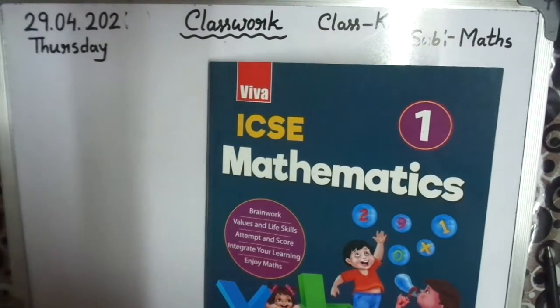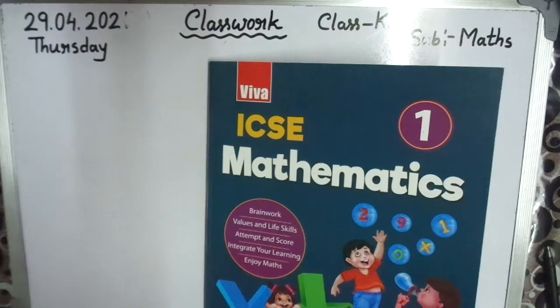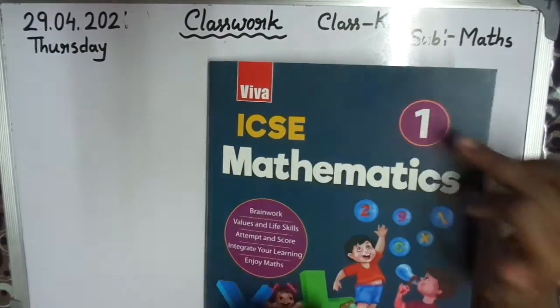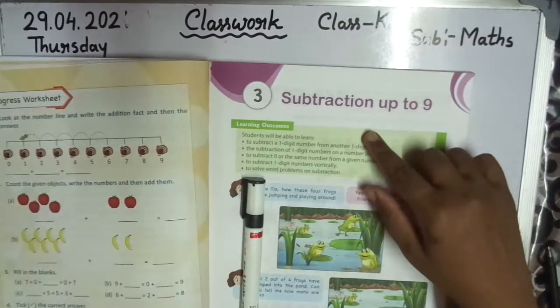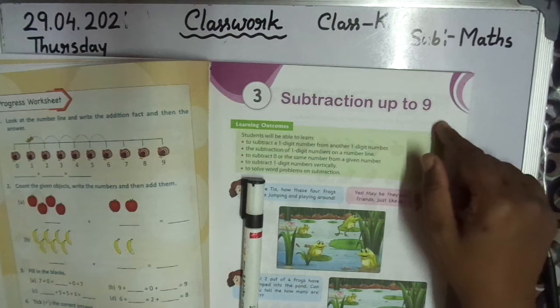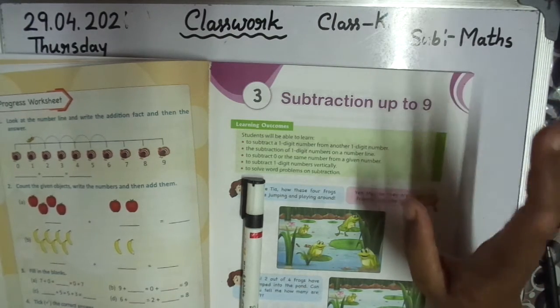Good morning, children. Today we are going to study Maths, ICSE Mathematics 1, Chapter 3, Subtraction up to 9. Okay, page 41, take out.